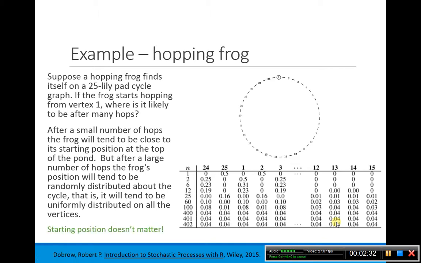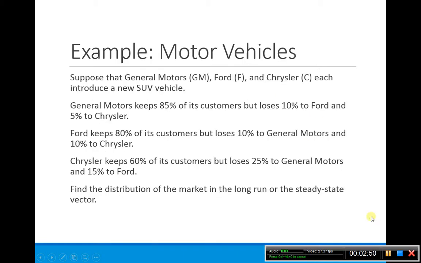The starting position in this case really didn't matter. If the frog started here, it doesn't matter in the long term where it started. It still had this unique stationary distribution, because I could have started over here and I would have had the exact same stationary distribution.